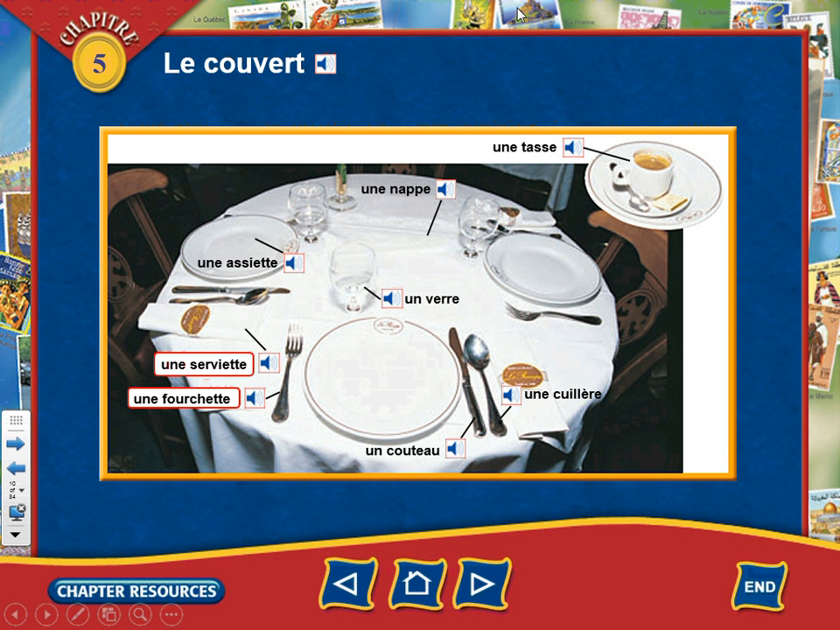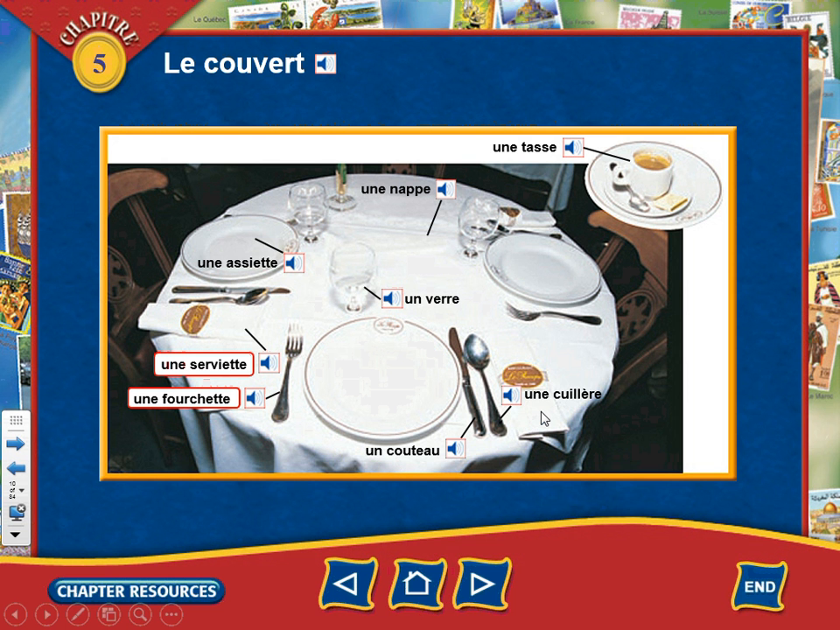All right, so very quickly. Le couvert, the table setting. Une tasse, a cup. Une nappe, a tablecloth. Une assiette, a plate. Un verre, a glass. Une serviette, a napkin. Une fourchette, a fork. Un couteau is a knife. Une cuillère is a spoon.